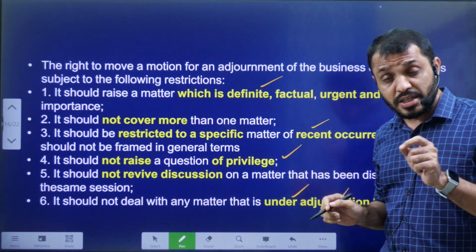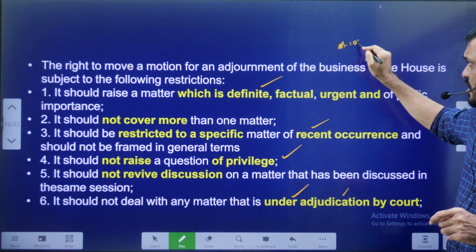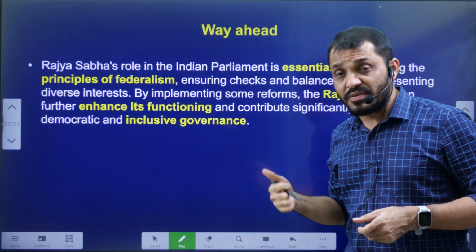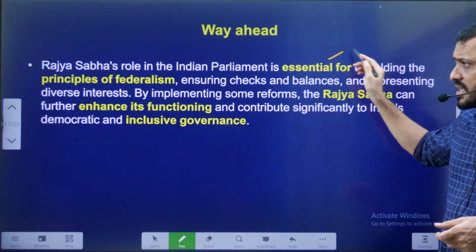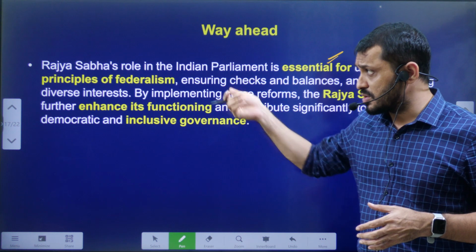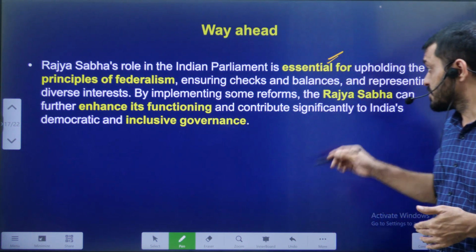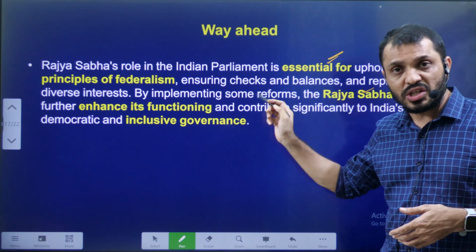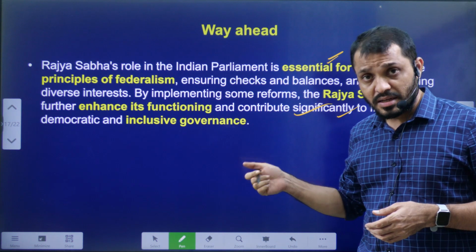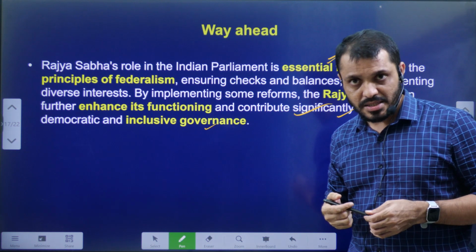And an adjournment motion cannot be related to privilege. You know that, students, Article 105 of the Indian Constitution deals with the privileges of MPs and MLAs. Then what is the way forward? Rajya Sabha plays a very essential role in the Indian Parliament, especially with respect to the principles of federalism. By implementing more positive reforms in Rajya Sabha, we can enhance its functioning and contribute to enhancing India's democratic and inclusive governance.